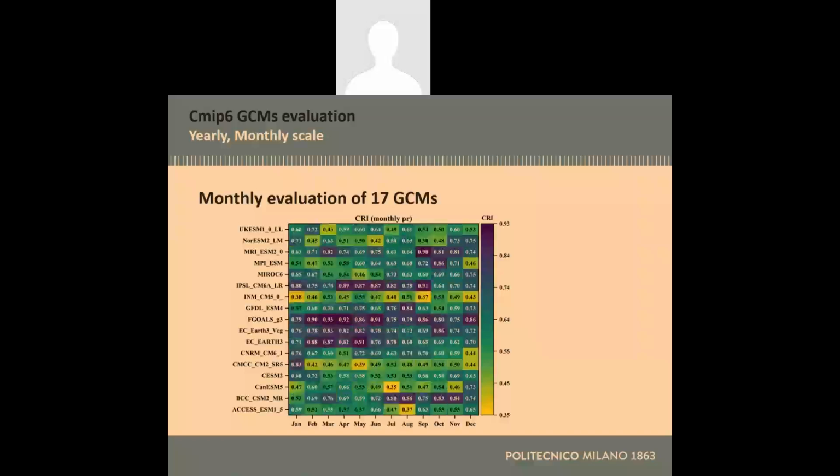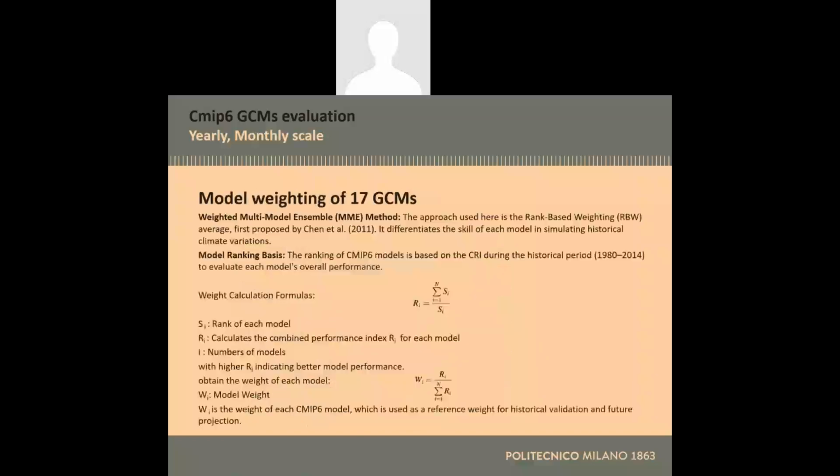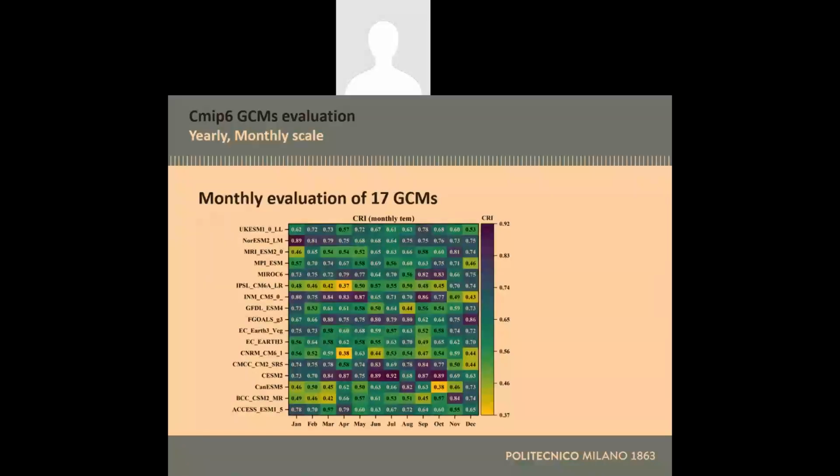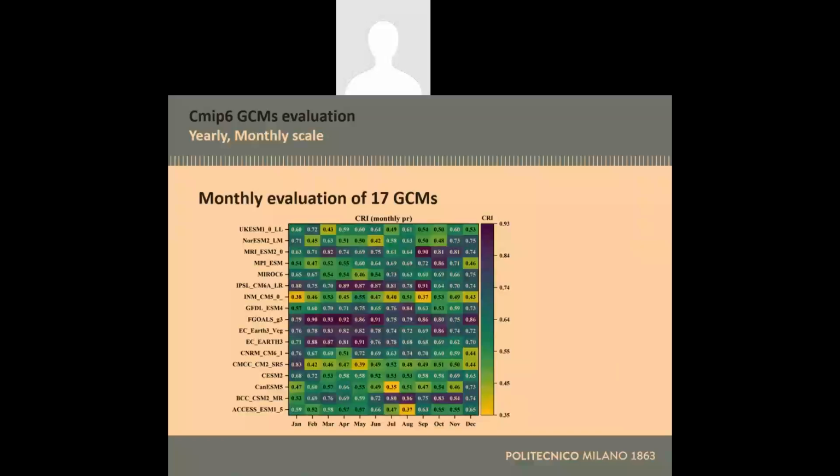And this is the precipitation. You can see they have different performance. Some models may have good performance for temperature, but maybe not for precipitation.